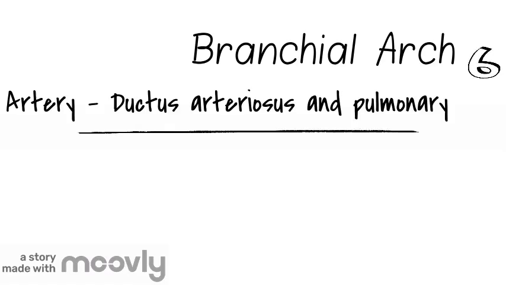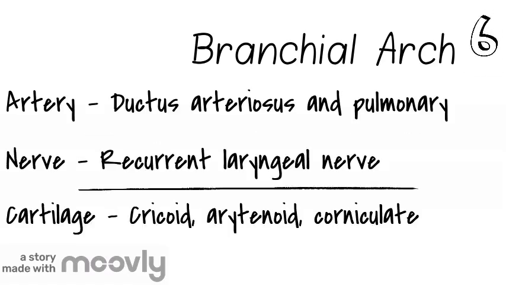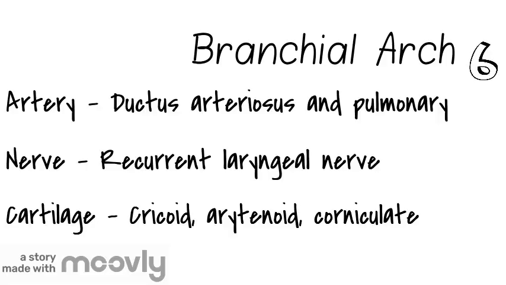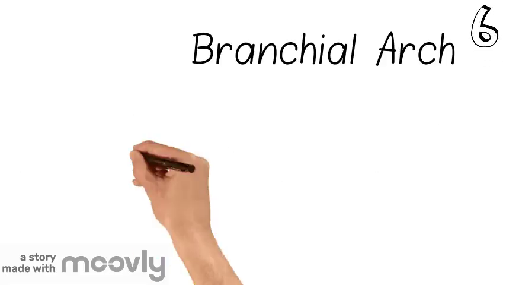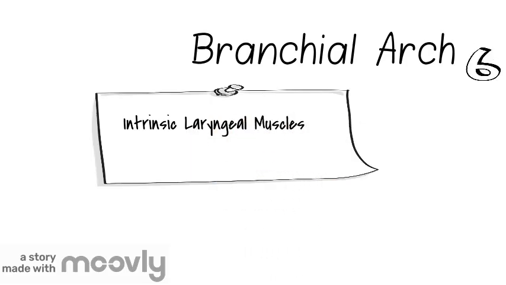The sixth branchial arch is supplied by the ductus arteriosus and pulmonary artery, innervated by the recurrent laryngeal nerve and forms cricoid, arytenoid, and corniculate cartilages. The intrinsic laryngeal muscles develop from this arch.